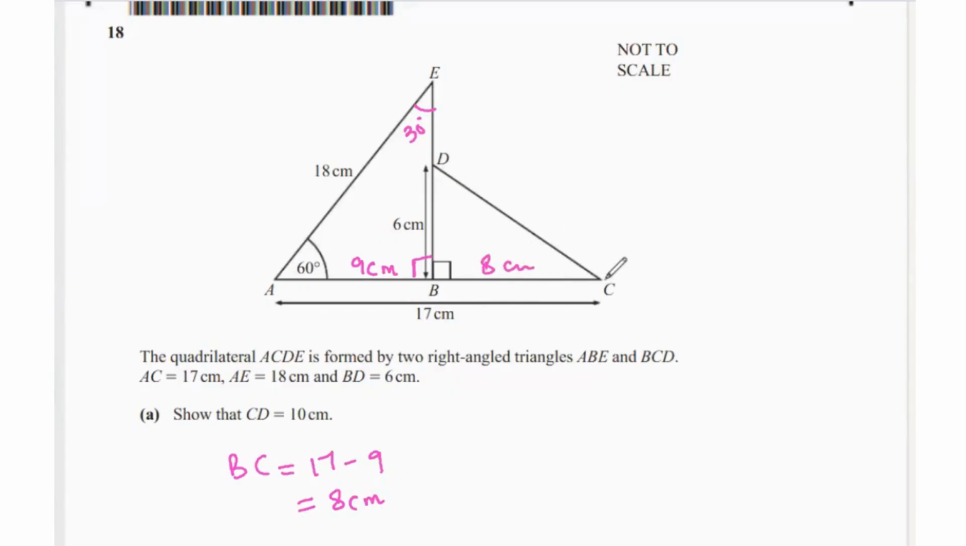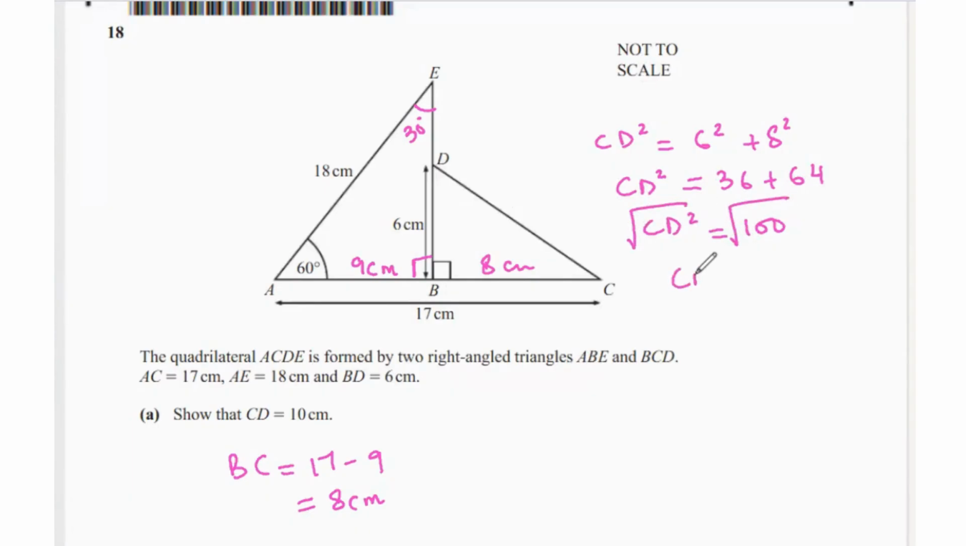Now to find CD, we can use Pythagoras because once again it's a right angle triangle and we're trying to find the third length. CD squared would equal 6 squared plus 8 squared. 6 squared is 36, 8 squared is 64. 36 plus 64 is 100. Square root both sides to find the value of CD. 100 is a square number because 10 times 10 is 100. So the square root of 100 is 10. And this is what they were asking us to prove.